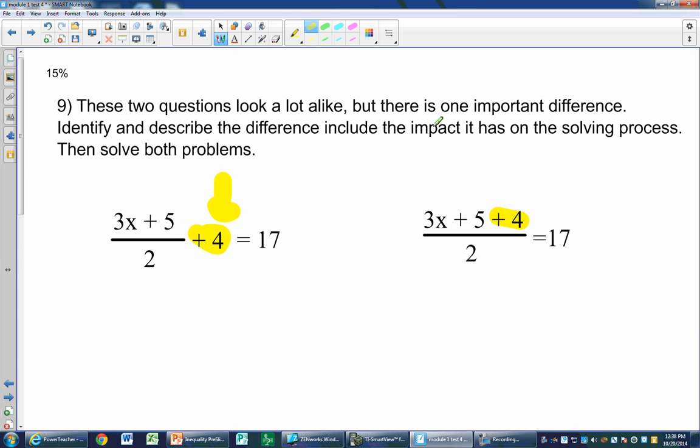So the impact it has on the solving process is that on the left-hand side, the first thing I'm going to do is subtract 4. On the right-hand side, the first thing I'm going to do is combine like terms on the top of the fraction. So again, the plus 4 is the important difference. It is not within the fraction on the first problem. It is within the fraction on the second problem. And the impact it has on the solving process is that the first step on the left-hand side is subtract 4. The first step on the right-hand side is combine like terms.